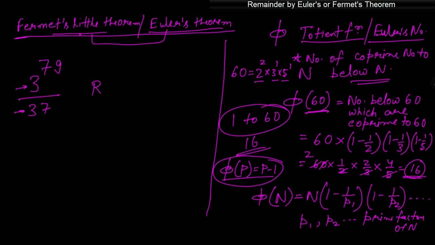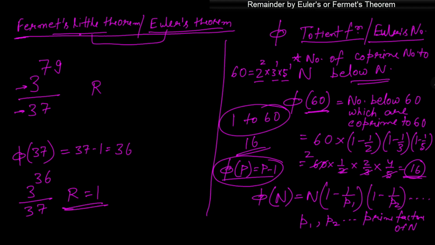Yes. So instead of looking for the cycle in this situation, you can directly say that it will be the totient function of 37. Calculate this, listen very carefully. Calculate totient function of 37. How much is it? It is a prime number, so it is simply 37 minus 1, that is 36. So the rule says that 3 to the power 36 divided by 37, remainder is equal to 1. This is the benefit or advantage.